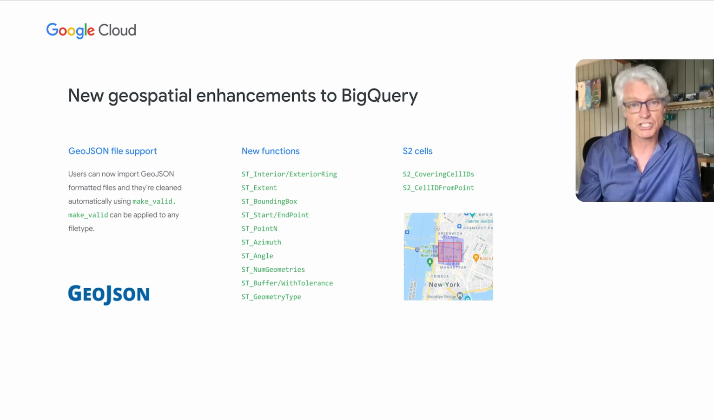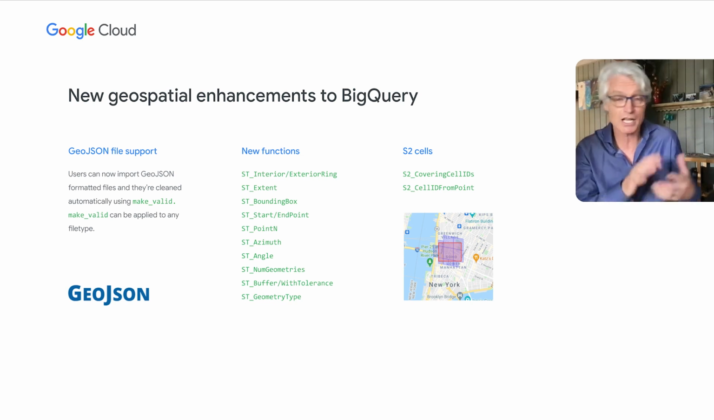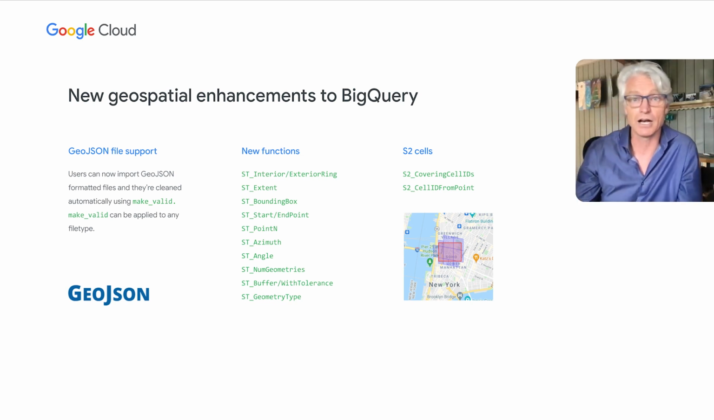So we're launching now support for GeoJSON files as ingest targets for BigQuery. And when you combine that with the make valid parameter, which is another recent launch, you get a really marvelous capability in that with make valid set to true, BigQuery will automatically attempt to fix any polygons that don't conform to the OGC semantics. And this applies to GeoJSON or CSV or any file format that BigQuery can ingest.